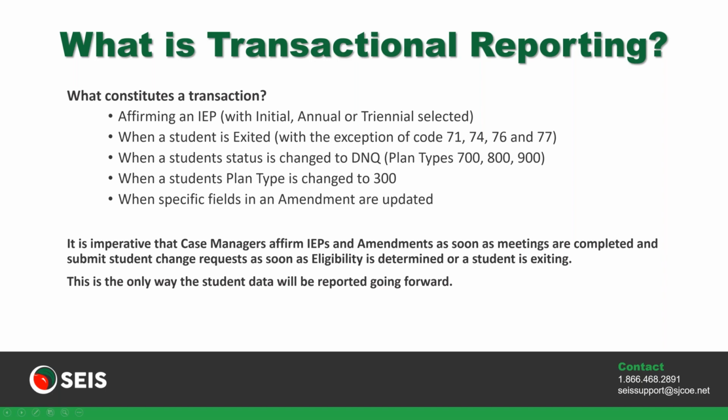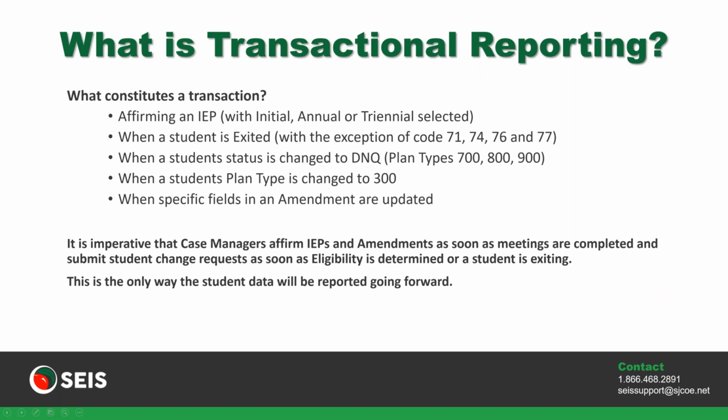Anytime an IEP is affirmed, and we know that an IEP can only be affirmed if it's an initial, an annual, or a triennial, that will be your IEP transaction. When a student is exited from special education, with the exception of the following codes, that will create an exit transaction to be reported to CALPADS. Some of the exit reasons are only reported through the SIS. Not every exit reason is reported through special ed. When a student's status is changed to D&Q, where they either do not qualify or they just will not be receiving services, that will create a D&Q transaction.